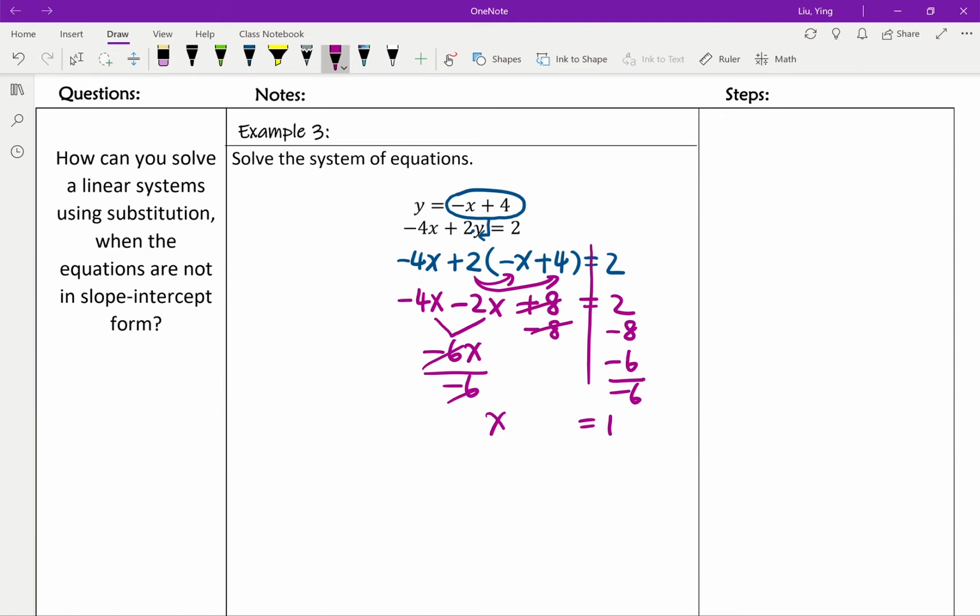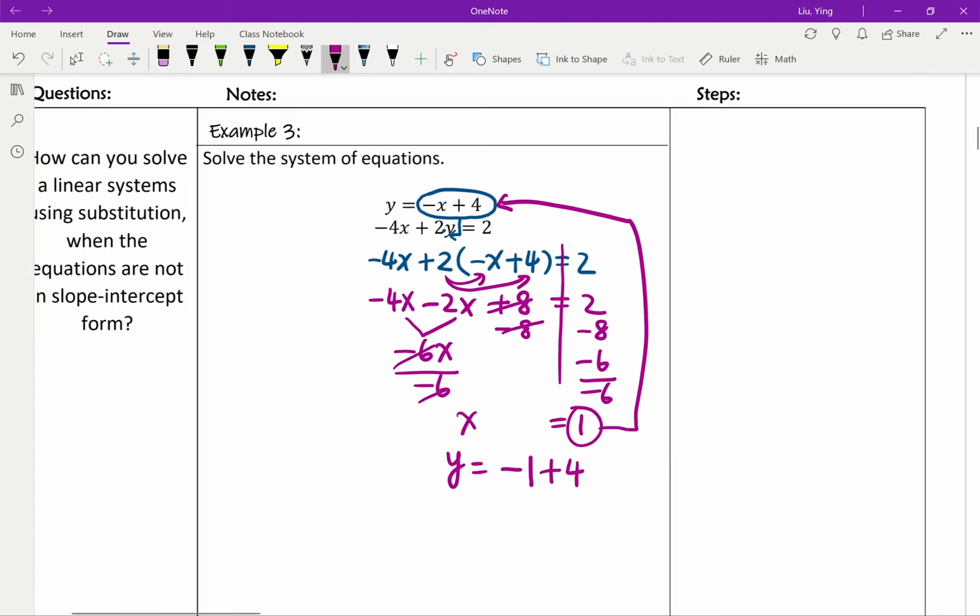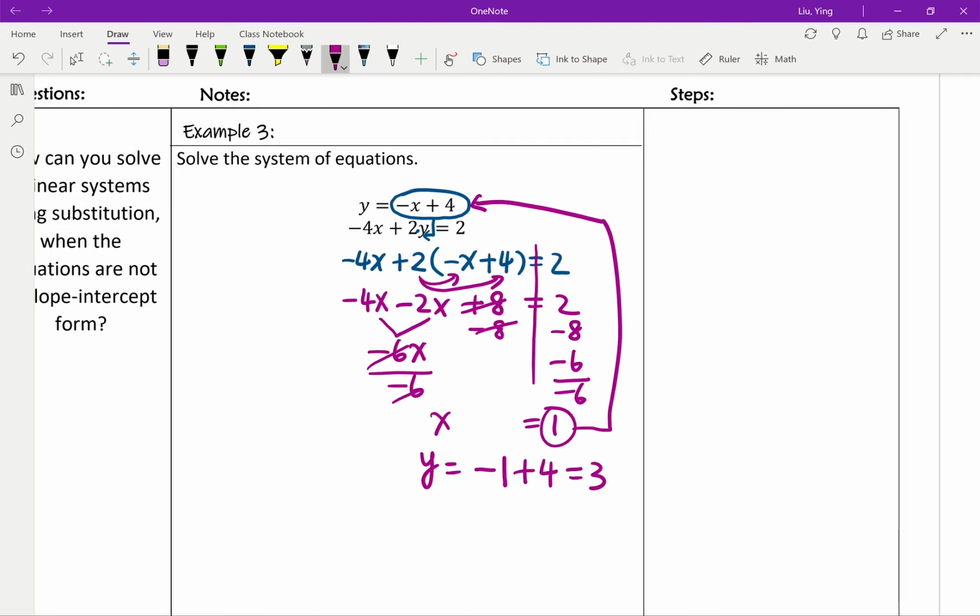You can see how we combined the two equations, and now we have one variable and are able to solve for it. But the problem's not done at this point, because you're supposed to have x and y for your answer. So we plug this x back into the first equation to find y, because y equals negative x plus 4, meaning y equals negative 1 plus 4, since x is 1. So y is 3. The answer is 1, 3.